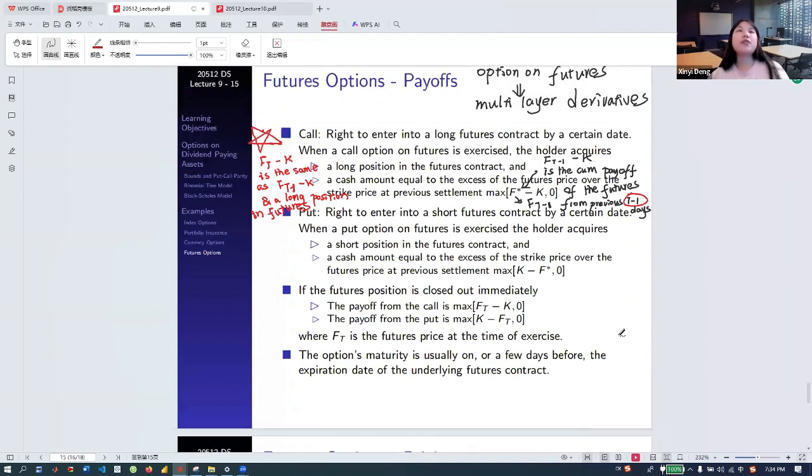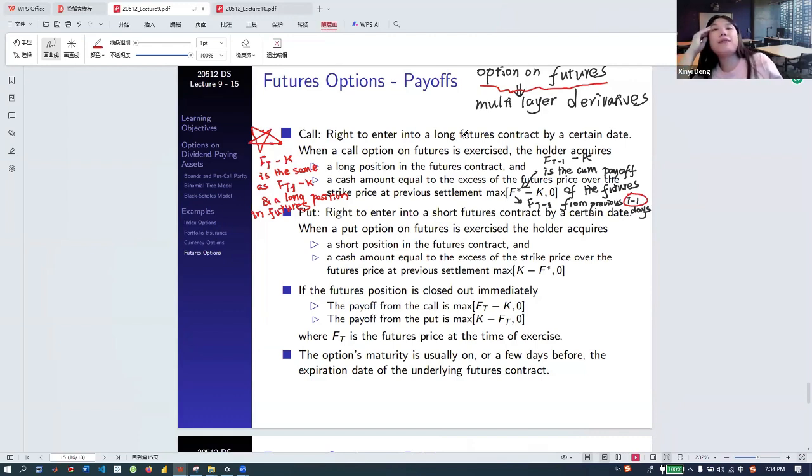Now onto futures options. That's kind of special because it's actually an option on futures, meaning the underlying assets are futures. So you have multiple layers of derivatives. For these options, the call is still the right to buy and the put is still the right to sell. It's just that the call option is now the right to buy the futures contract and the put is the right to sell the futures contract.